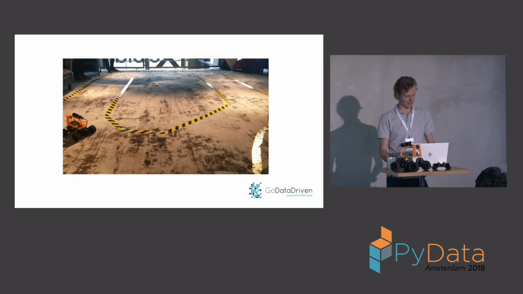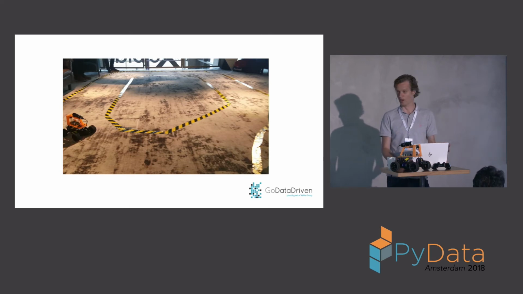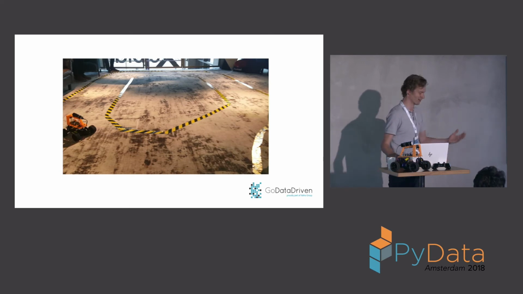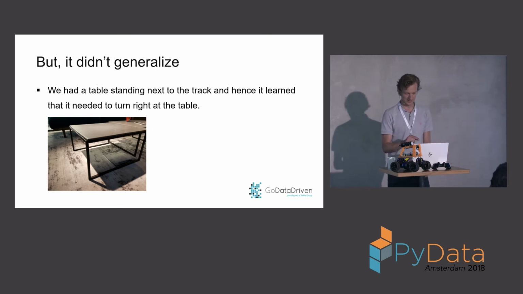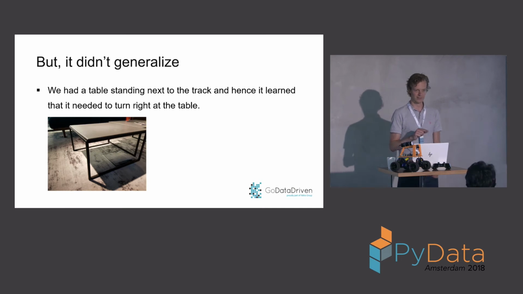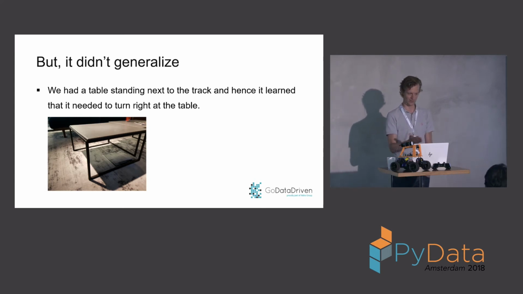So yeah, like I said, this actually worked quite well. And even with the picture, I could almost start a self-driving car company now, and convince some investors to give me like 50 million, because it's more or less done. But it turned out this one model didn't really generalize, because we had this table standing next to the track, and once we moved it, we noticed that the car wasn't turning right anymore at the correct point in time, because it didn't really learn to turn right when the tape went right. It just learned that it had to go right when the table was there.